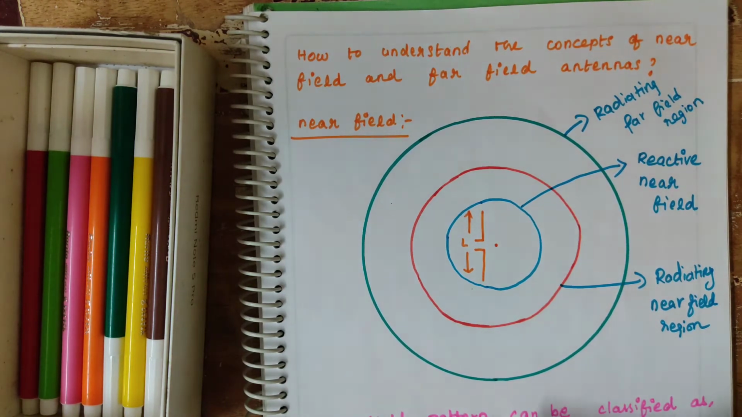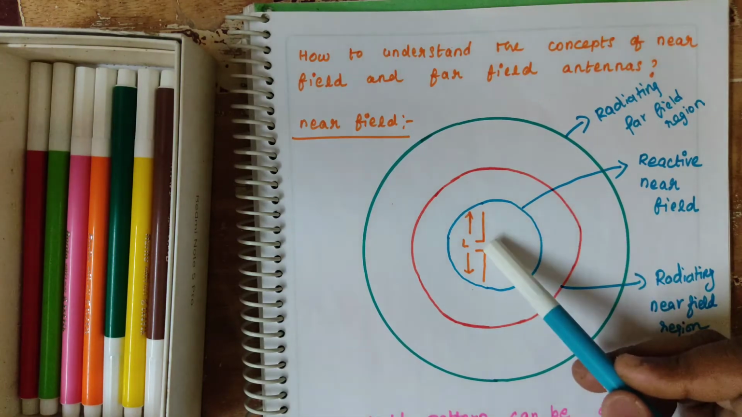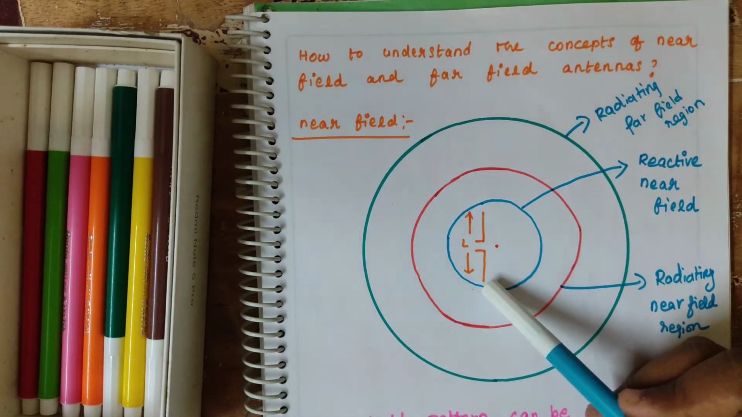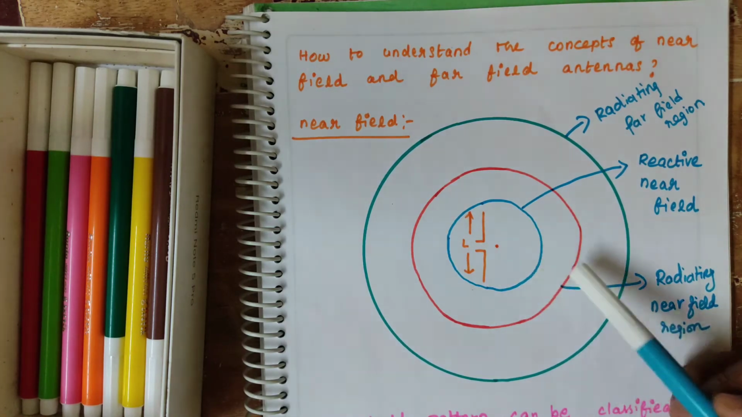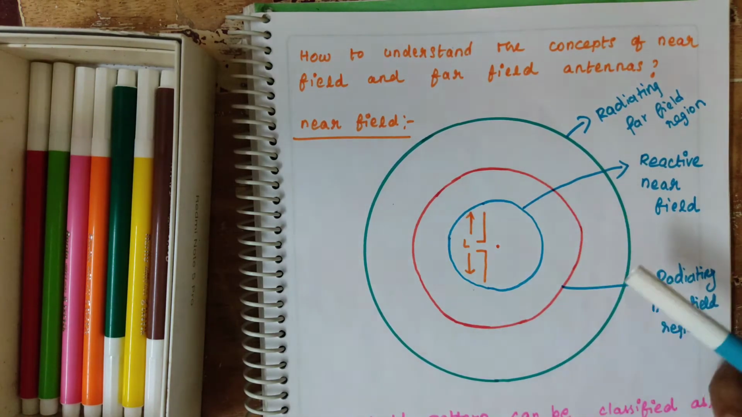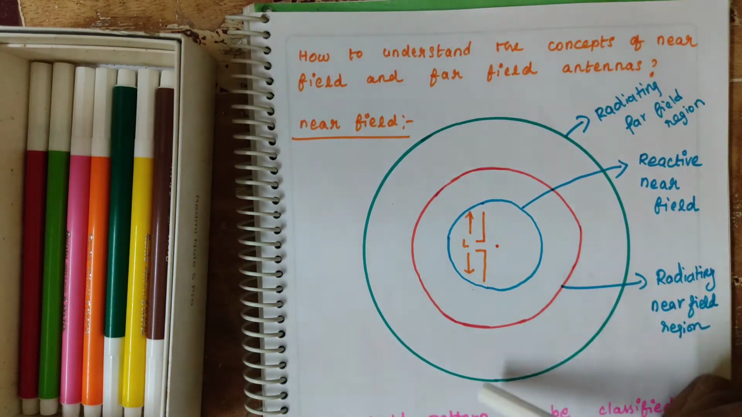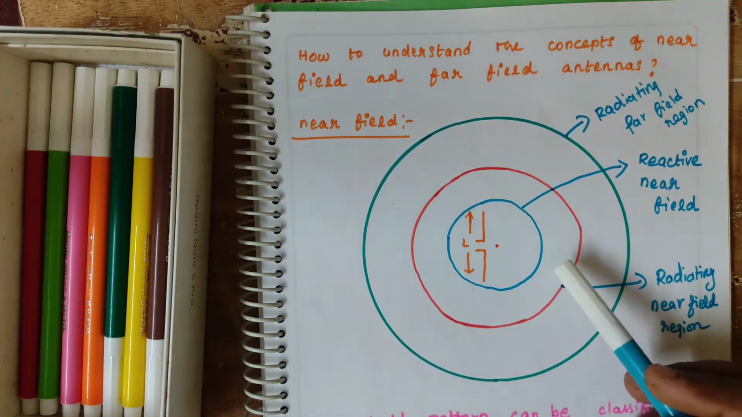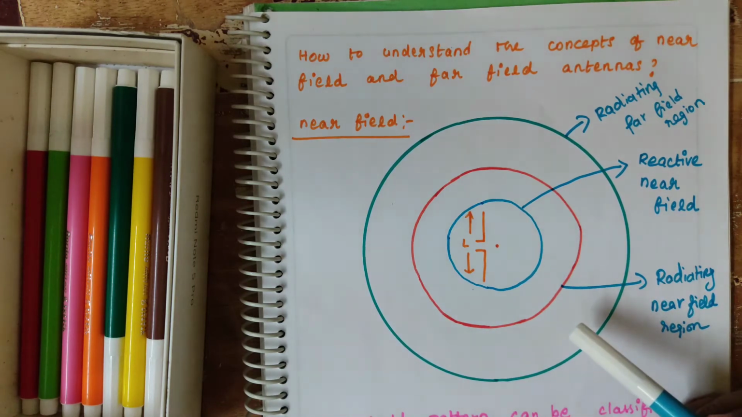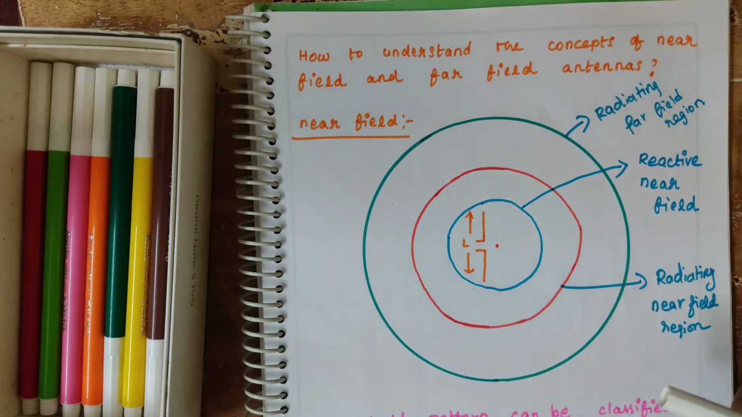Now, to understand the concept clearly, we have to see an example. For example, consider a dipole antenna in the center with the length L. The blue circle represents the reactive near field, the red circle represents the radiating near field, and the green circle represents the far field region. First, we are seeing reactive near field. What is reactive near field?